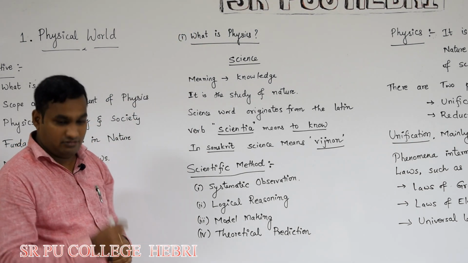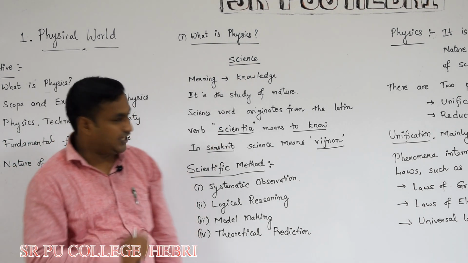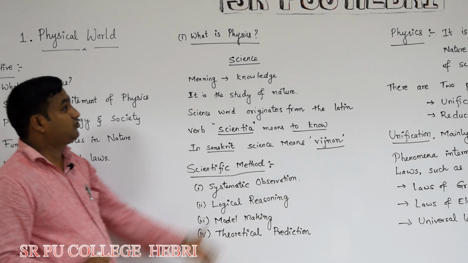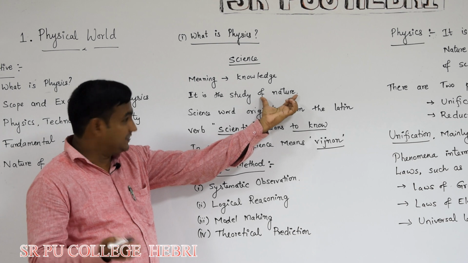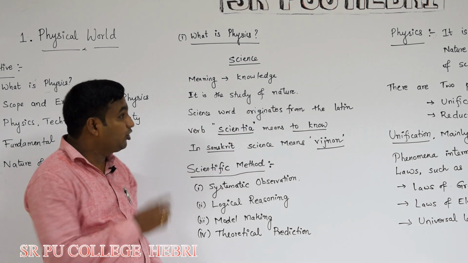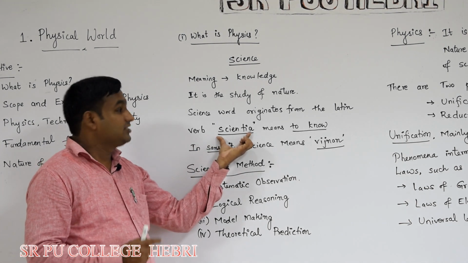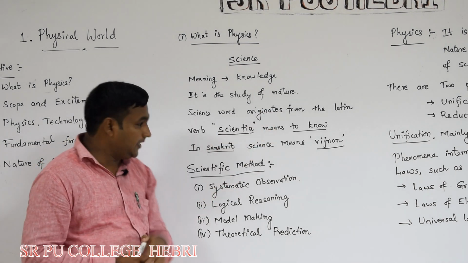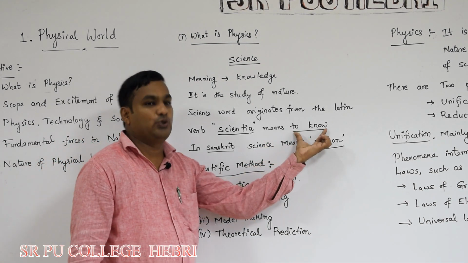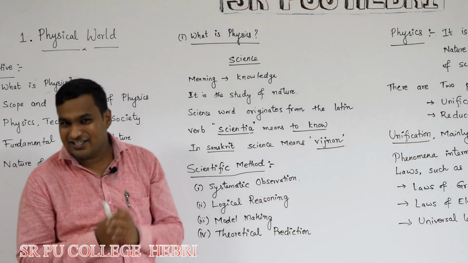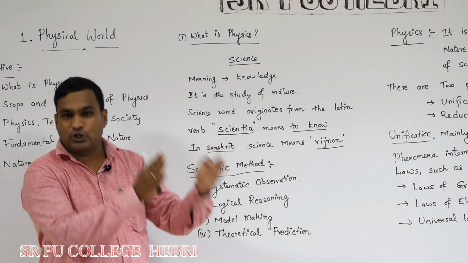Before starting with a concept like physics, we start with the first term called science. Here, the meaning of science, again, is knowledge. It is the study of nature. I already said, the word science originates from the Latin verb scientia, which means to know. Dear student, in the last class I said physics is also called knowledge and science is also called knowledge.